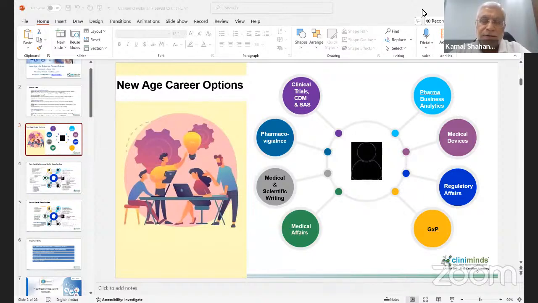Once the drug is tested, and we have safety data and efficacy data of the drug, we go to the regulator and seek the marketing approval of the drug. That's called the NDA, new drug application. We go to the regulator with the NDA, and we want to launch the new drug in the market.